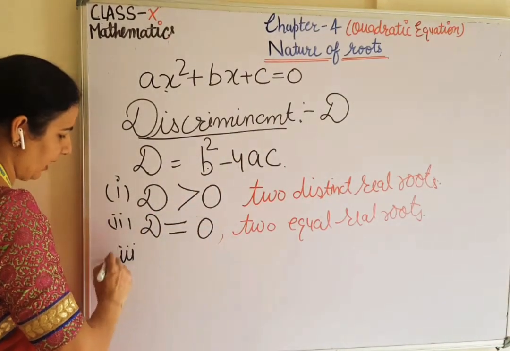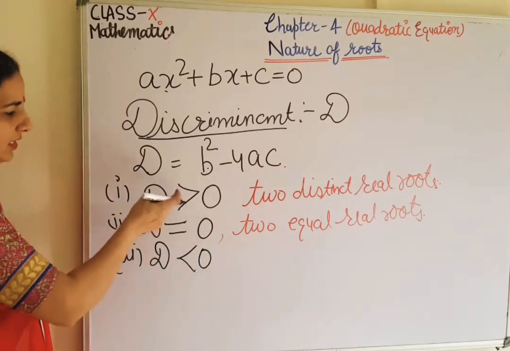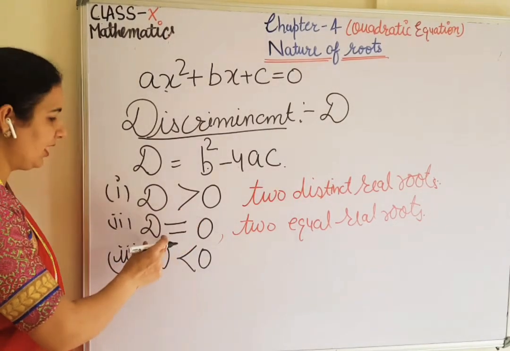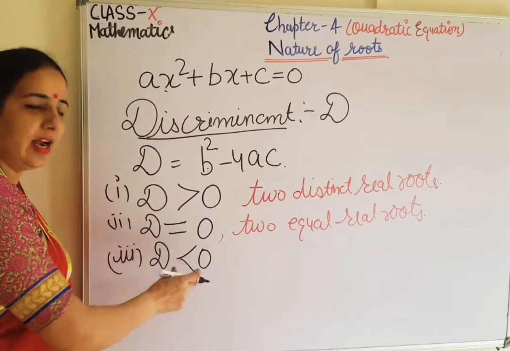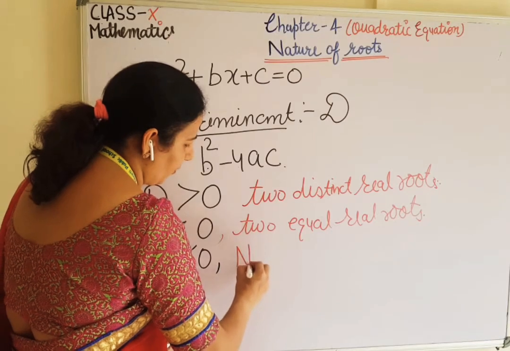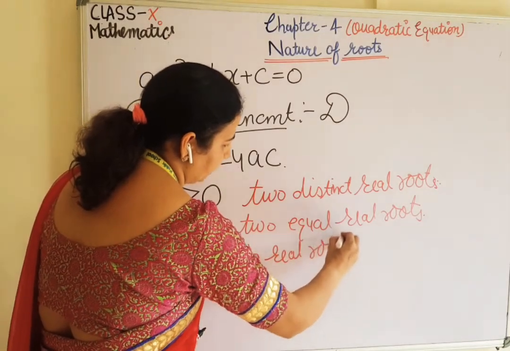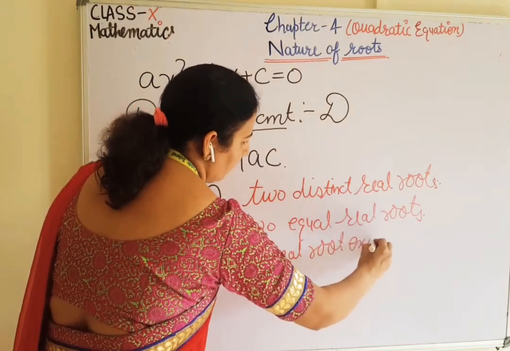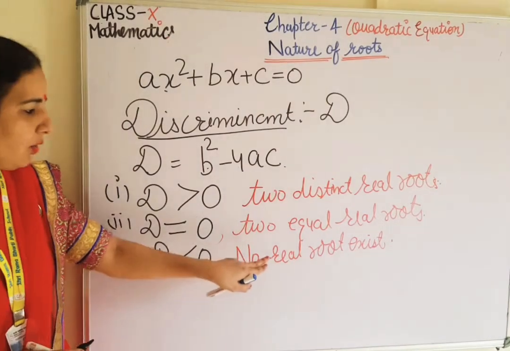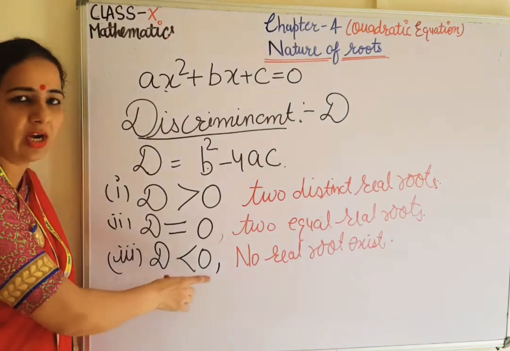And the third case is when D is less than 0. We all know that D can be any number: greater than 0, equal to 0, or less than 0. When D is less than 0, no real root exists. It means roots will exist here, but not real roots. Our topic is about real roots only, so we will not solve the question after this step.